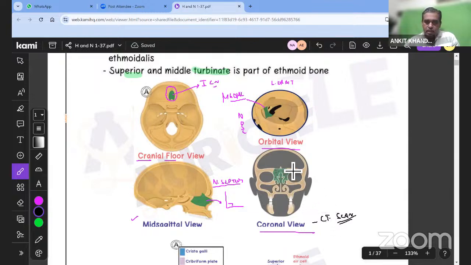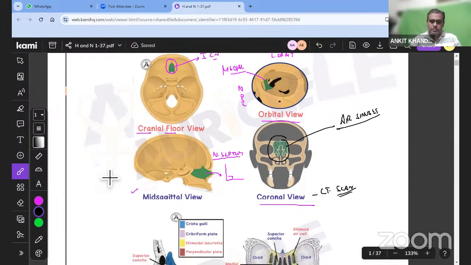Here you can see this whole area is all part of ethmoid. You can see this very irregular shape. All of these are paranasal air sinuses, our ethmoidal air sinuses, and you can see how complicated it is. This is our ethmoid bone on both sides. So do remember all of these views. I'm sure by looking at all of these four views, you can understand the anatomy or the exact location of the ethmoid bone.